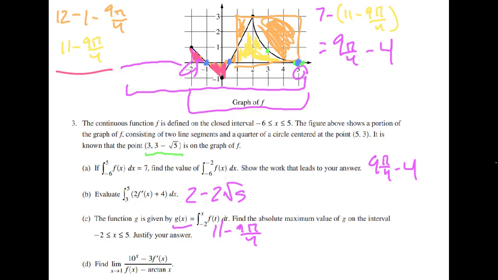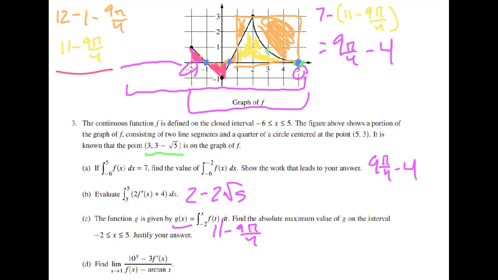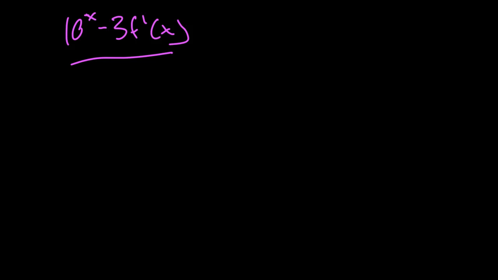Okay, this is going to be one where we're going to go back and forth between screens. So 10 to the x minus 3 times f prime of x, all over, let's go back and look, f of x minus the arctan of x. Oh boy, I can hear everybody who didn't pay attention during pre-calc tapping out right now. And we're doing the limit as x approaches 1.